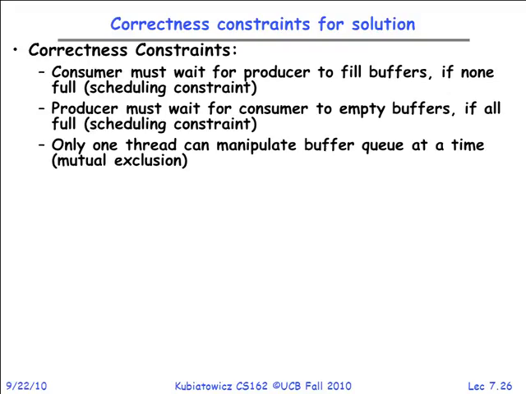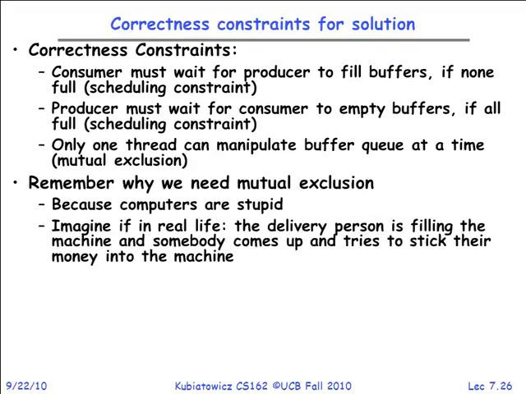Okay, so notice there are actually three separate synchronization constraints. There's a scheduling constraint on not emptying an empty machine and not filling a full machine, and then there's a mutual exclusion constraint on the machine itself. Remember, the reason we need mutual exclusion is really because computers are stupid. In real life, the delivery person is filling the machine, somebody comes up and tries to stick their money into the machine. I guess that would work out, right? You'd figure the two of them would work it out somehow. In a computer, that's not so clear. So that's where our mutual exclusion constraint is going to come into play.